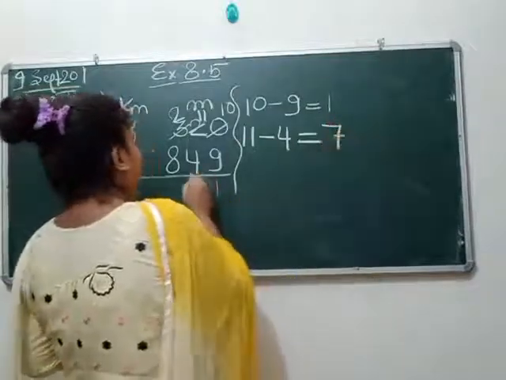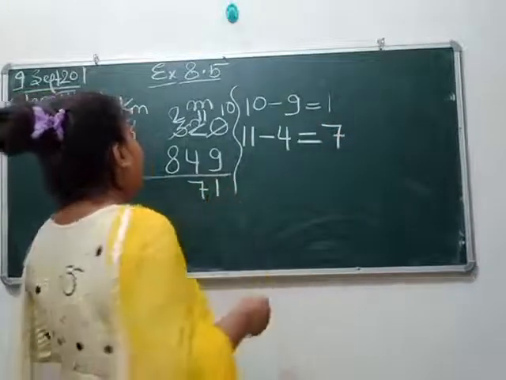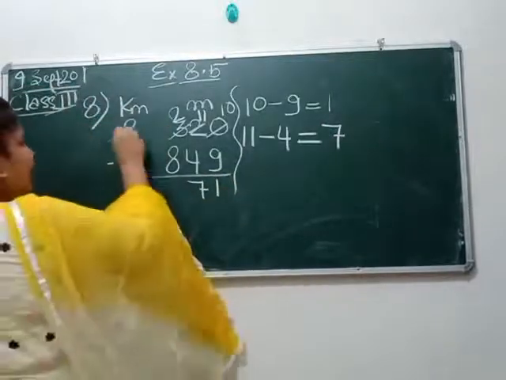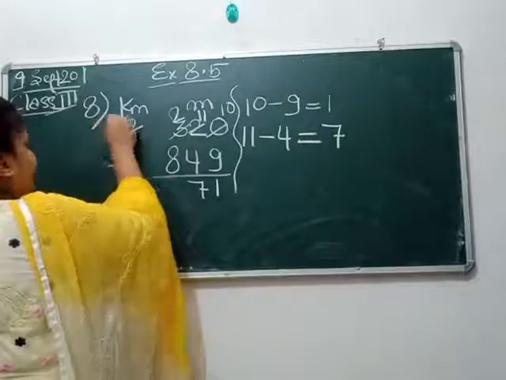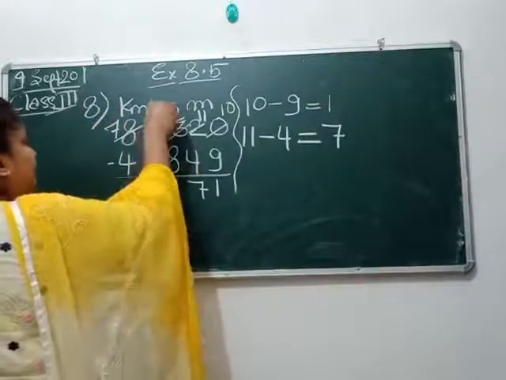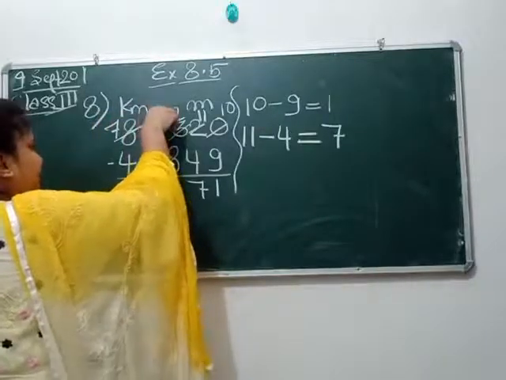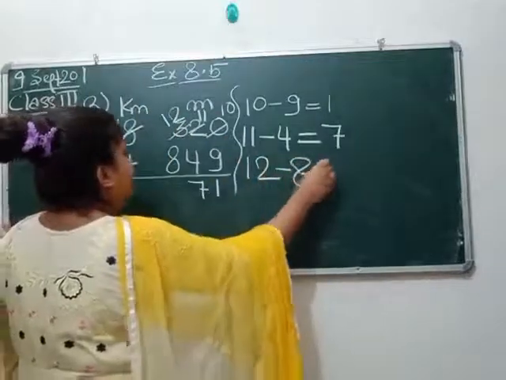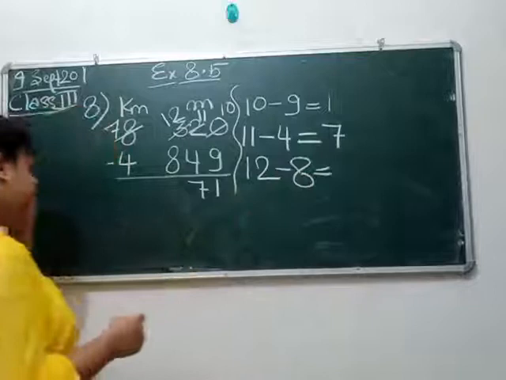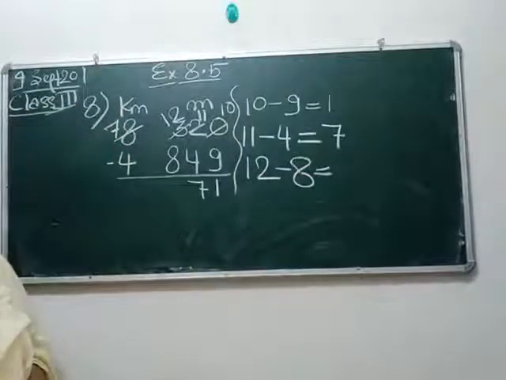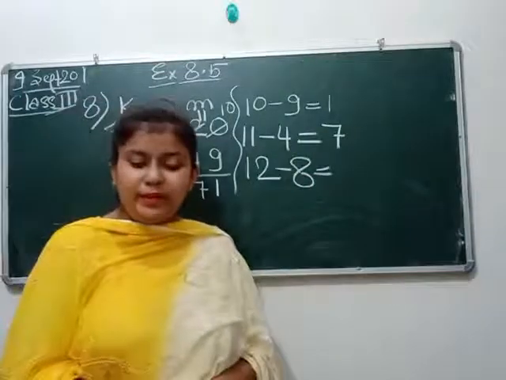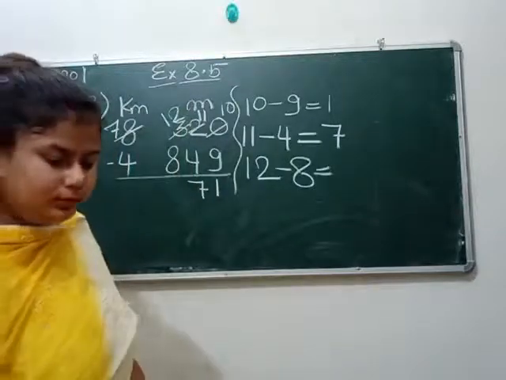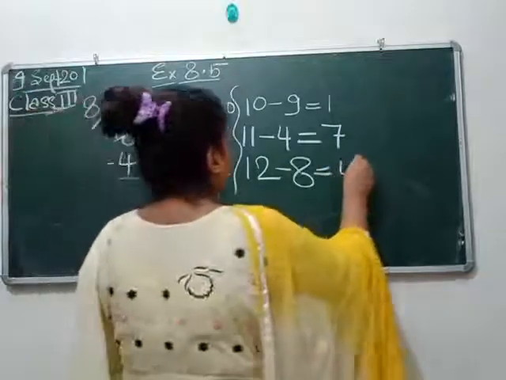So we'll write 7 here. At the next place, we have 2 minus 8. Again, 8 cannot be subtracted from 2, so it will become 12. 12 minus 8. How much will we get if we subtract 8 from 12? Tell me. We will get 4.